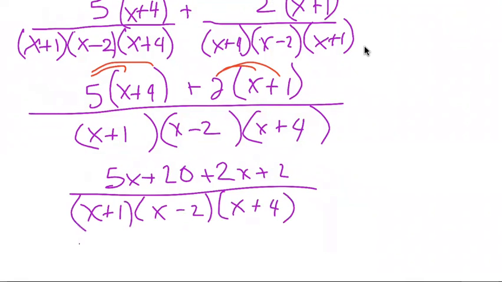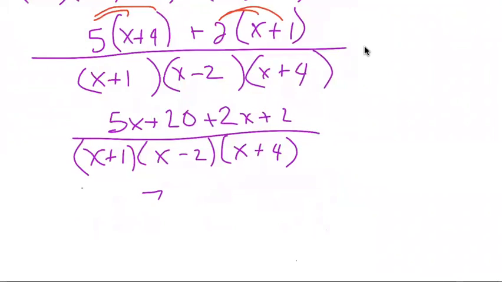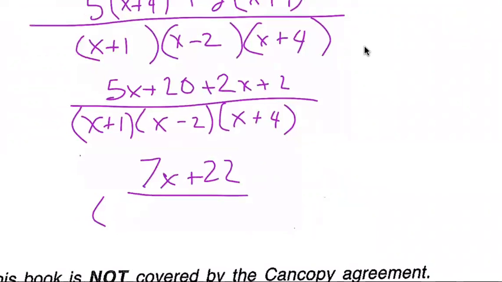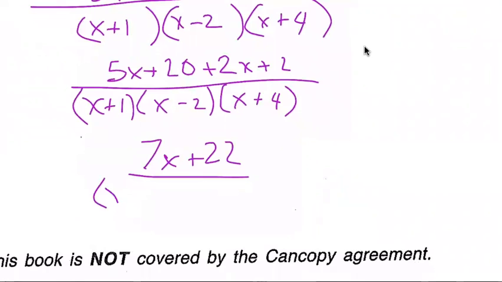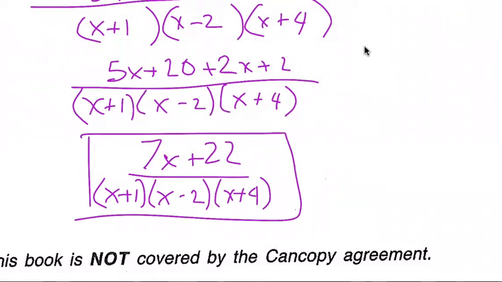Always have to write the denominator each step. Combine like terms, that's going to give me 7x plus 22. I can see those are not going to factor, so I don't have to factor. If they did factor, I would have to factor that and do some canceling of terms, not terms, factors, over x plus 1, x minus 2, x plus 4. Complete.